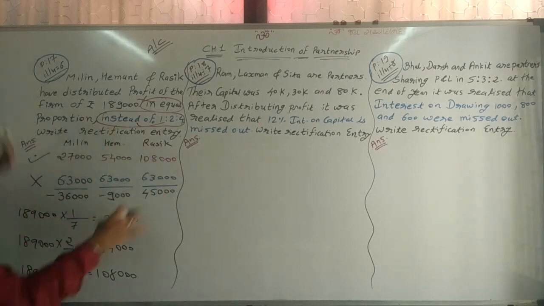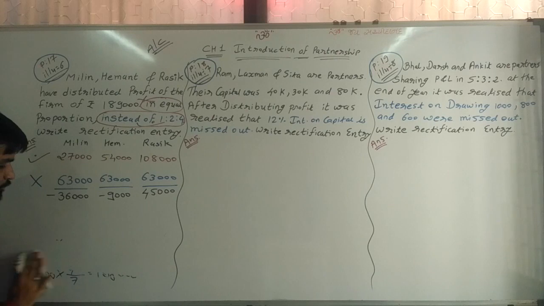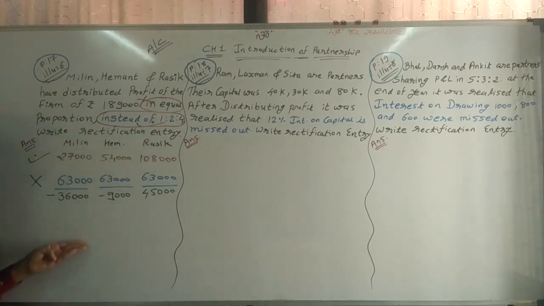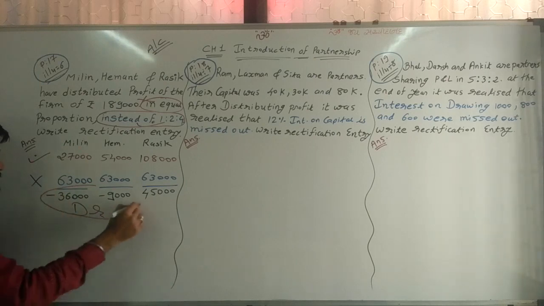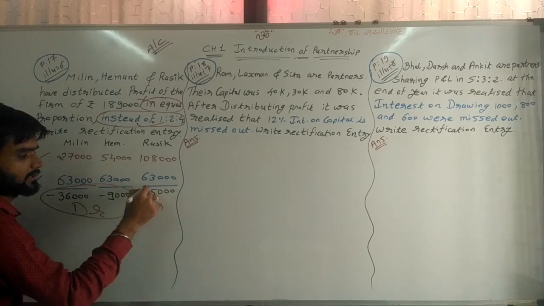Now, this is the calculation. This is not the answer. So, sir, what is the answer actually? What do we need to do? Sir, we need to find and we need to write the rectification entry. So, write the journal entry for this. Now, what is the journal entry for this? So, minus means debit. Plus means credit.